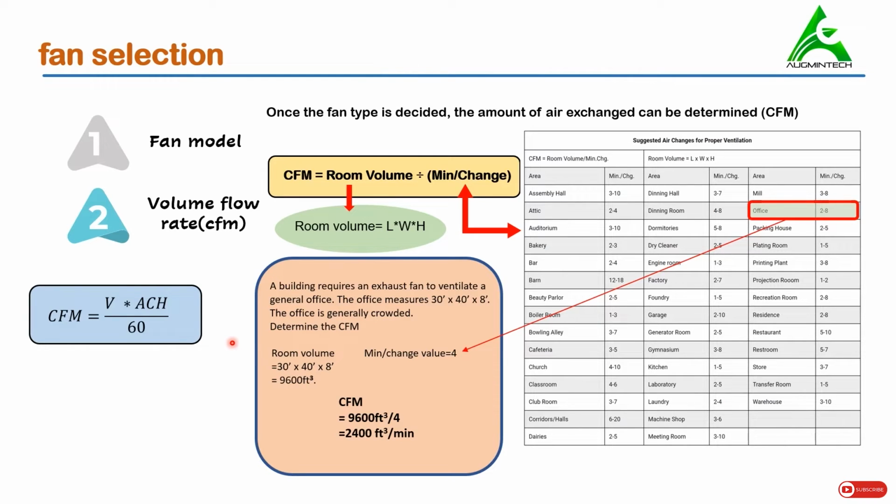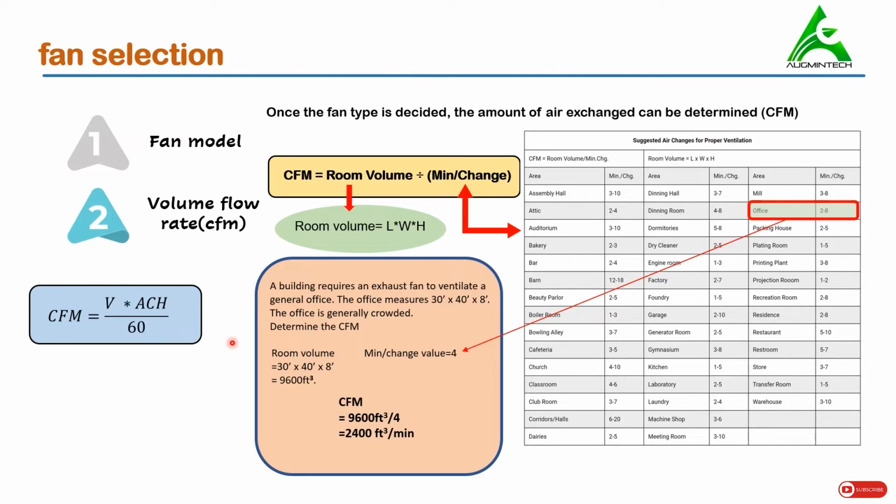ACH means air changes per hour. This means how many times the total volume of air inside a room will be changed every hour. If we say the value of ACH is 5, this means in 1 hour, 5 times the total amount of air inside a room is supposed to be replaced by fresh air. In the same way, if we say the ACH value is 20, then in 1 hour, 20 times the total amount of air inside a room is supposed to be changed.